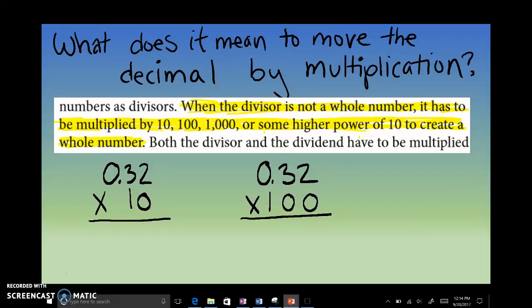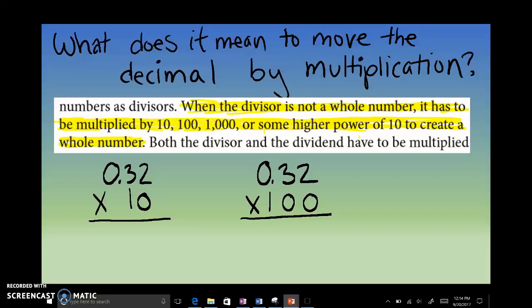So we're just going to start pulling out what this text means. When it says, when the divisor is not a whole number, it has to be multiplied by 10, 100, or 1,000, or some higher power to create a whole number, let's look at exactly what this means mathematically. Because we know we'll be moving the decimal, but we want to know why this works as well.